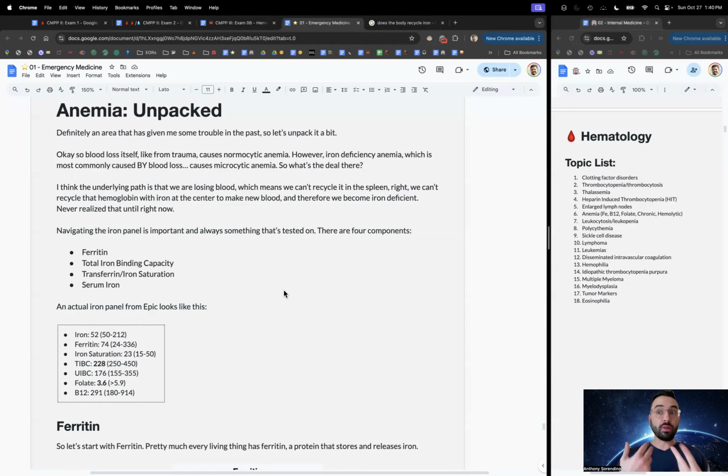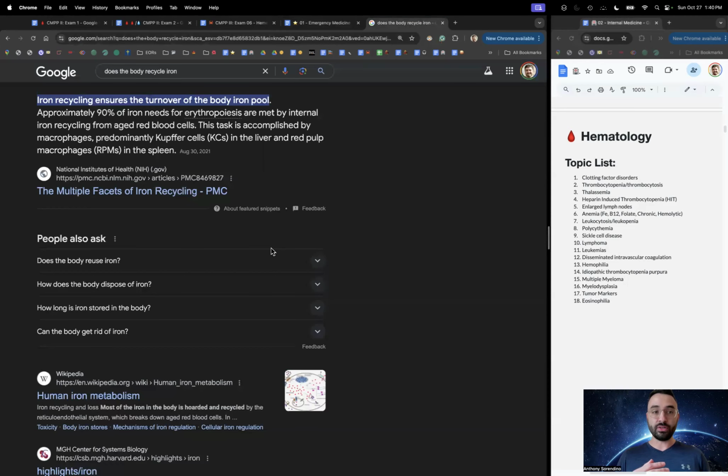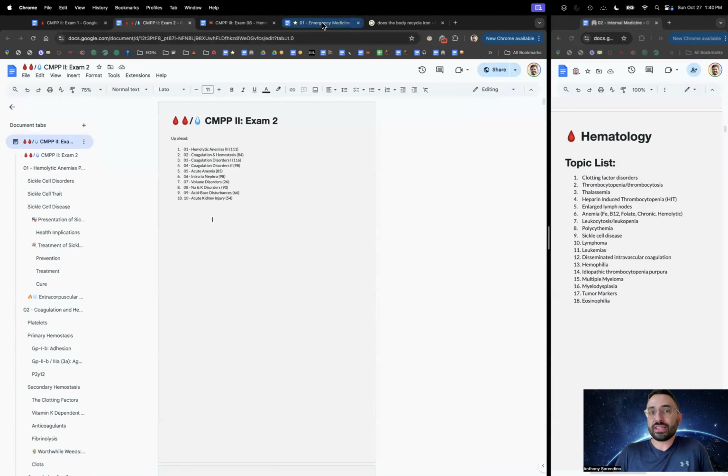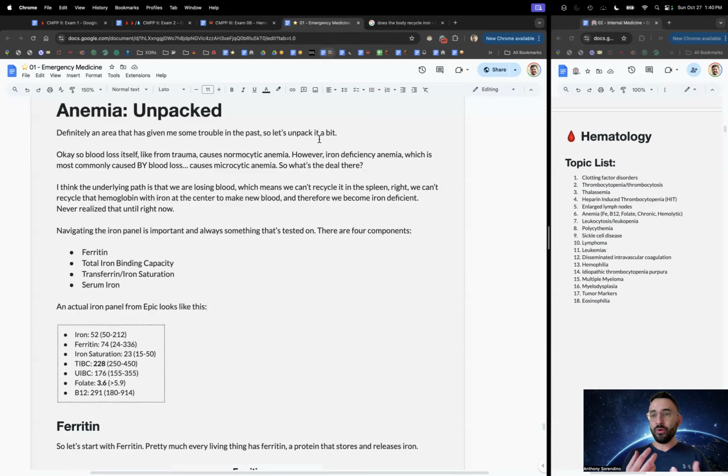But when you lose blood, there's iron bound to hemoglobin. And I actually just Googled this. The body recycles like 90% of the iron that's in hemoglobin. So you're losing the capacity to recycle. Obviously you're bleeding out blood that has iron in it as well. But then the body doesn't have the iron stores because it's not able to recycle. So that's why you get iron deficient anemia.